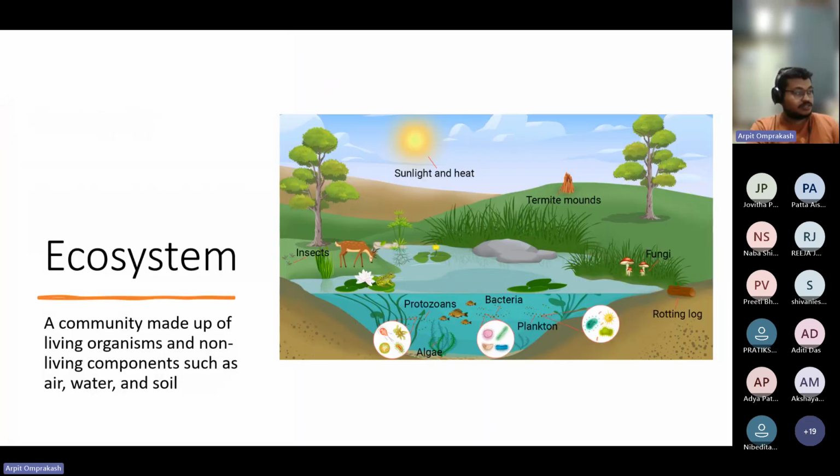Now, an ecosystem is basically a community along with its abiotic components. So we have all the different animals and birds that are living in this area combined with the abiotic components of that area, such as water, sunlight and heat, temperature, humidity, etc. All of these define an ecosystem.